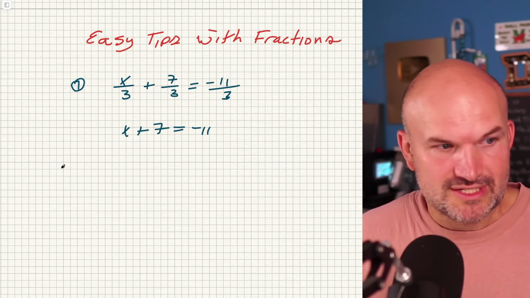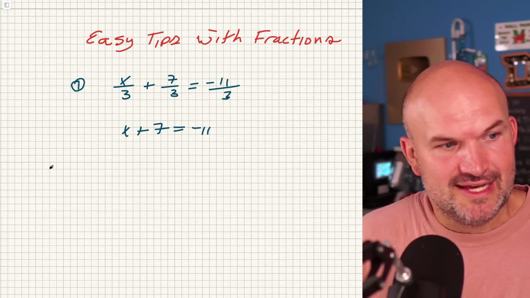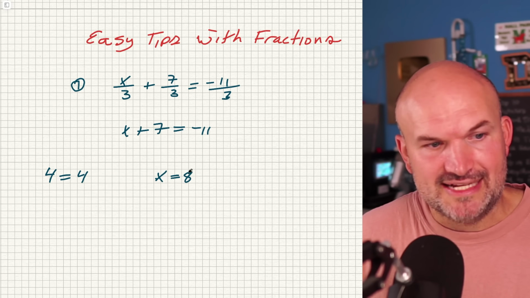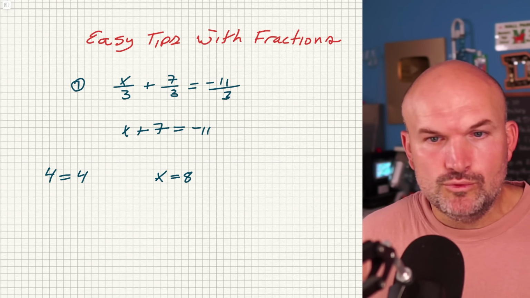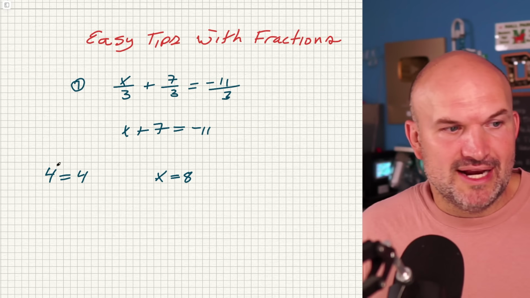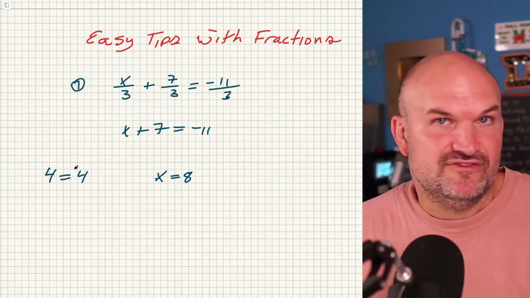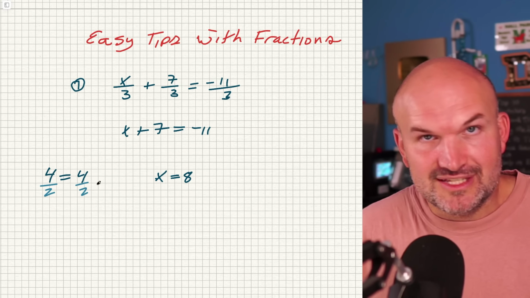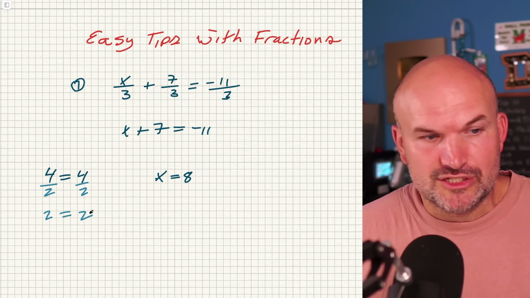Now, the reason why this works is let's take a look at an equation. If I had 4 equals 4, or if I had x is equal to 8. Remember, as long as you do the same operation to both sides, you're not changing the equation, right? I could add a 1 to both sides, and that would get 5 equals 5. Or I could divide by a 2 on both sides, and again, this equation is still going to be true, like 2 is equal to 2.